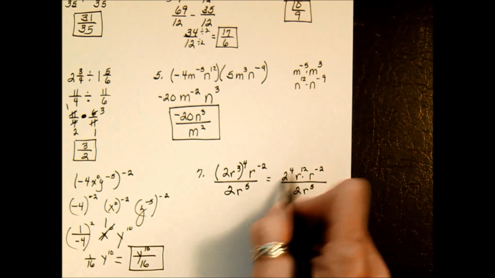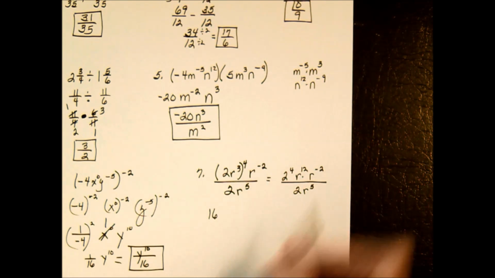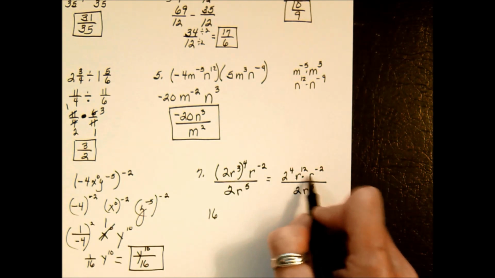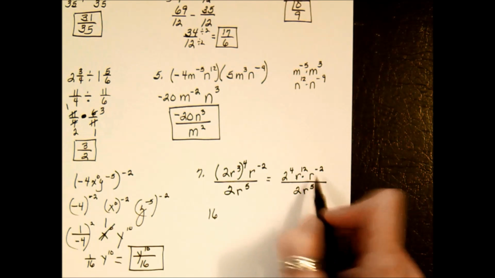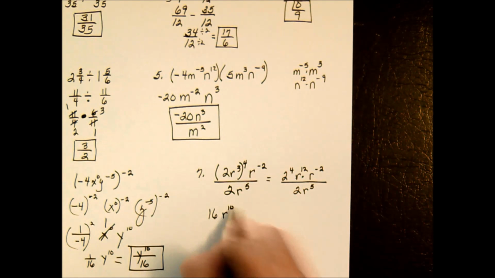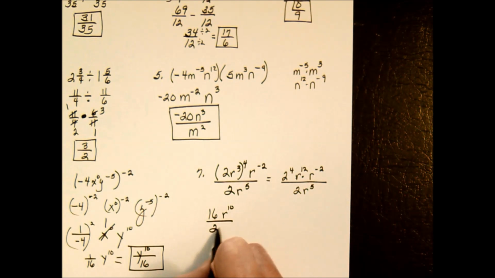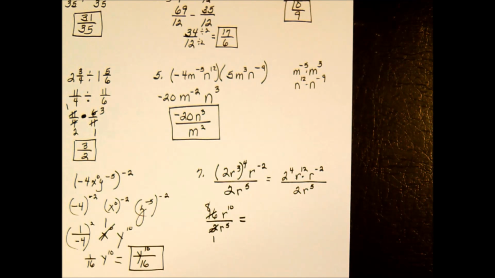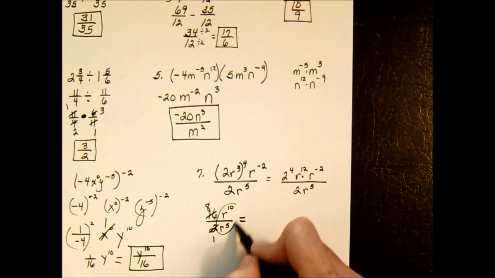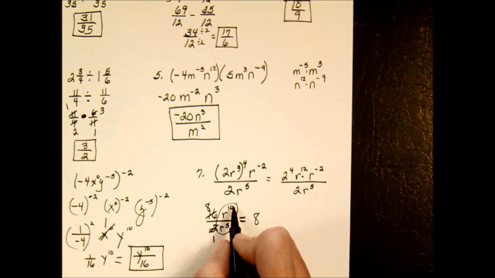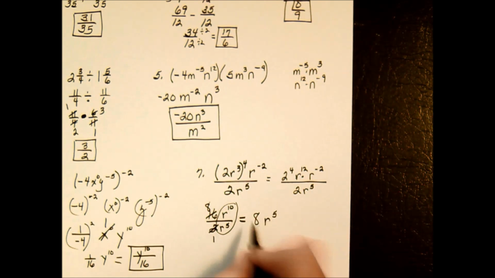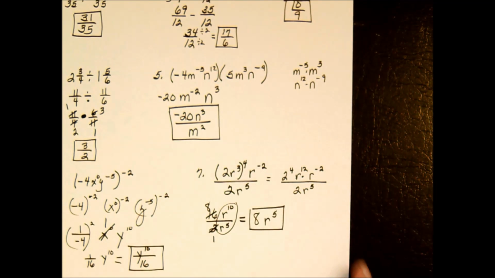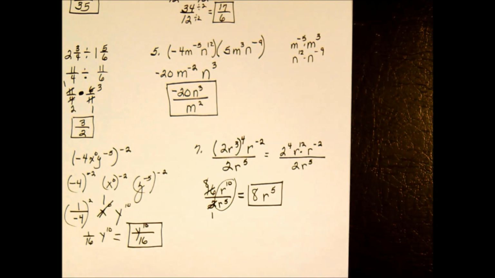So continuing to simplify, 2 to the 4th is 16. r to the 12th times r to the -2, that's the product rule. So I add my exponents and get r to the 10th over 2r to the 5th. And now all I need to do is simplify. 2 goes into 2 once. It goes into 16 8 times. And to simplify this, I subtract, because it's the quotient rule, 10 minus 5. So it's 8r to the 5th. There were a lot of exponent rules going on there.